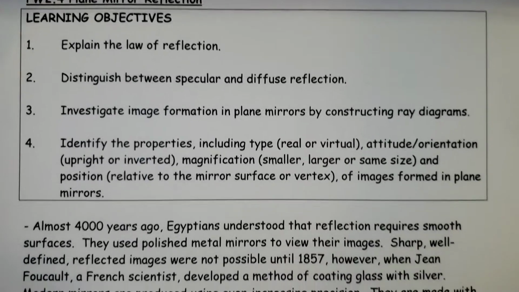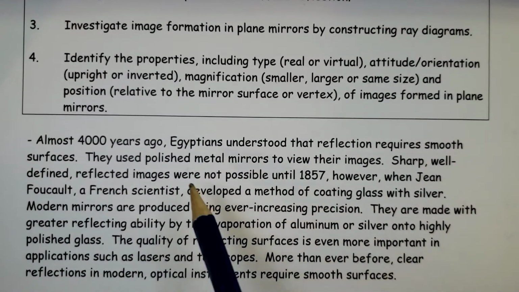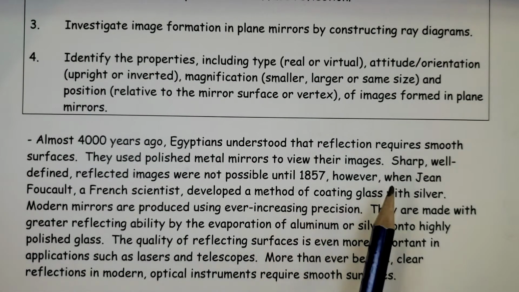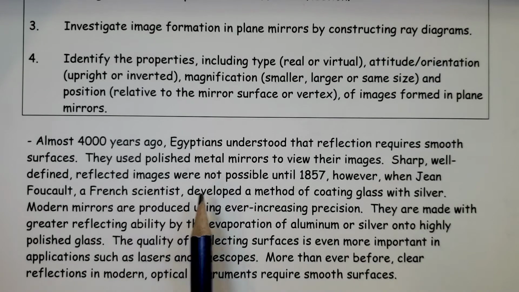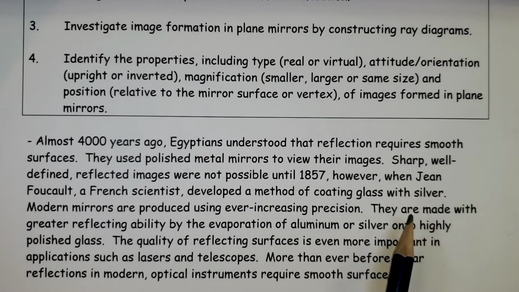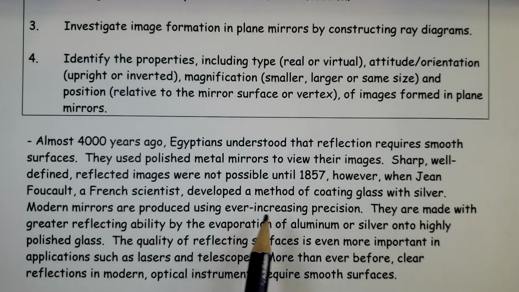of images formed in plane mirrors. Almost 4,000 years ago, Egyptians understood that reflection requires smooth surfaces. They used polished metal mirrors to view their images. Sharp, well-defined reflected images were not possible, though, until 1857. However, Jean Foucault, a French scientist, developed a method of coating glass with silver.